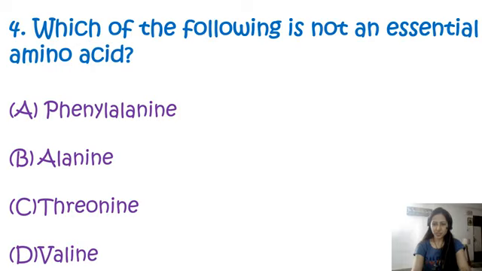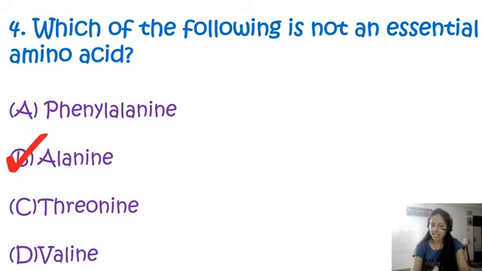Next, question number 4, which of the following is not an essential amino acid? Over here they are asking which is not an essential amino acid. Options are phenylalanine, alanine, threonine or valine. The correct option will be B, that is alanine.